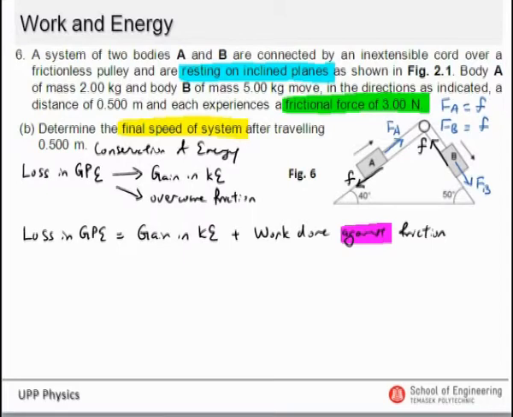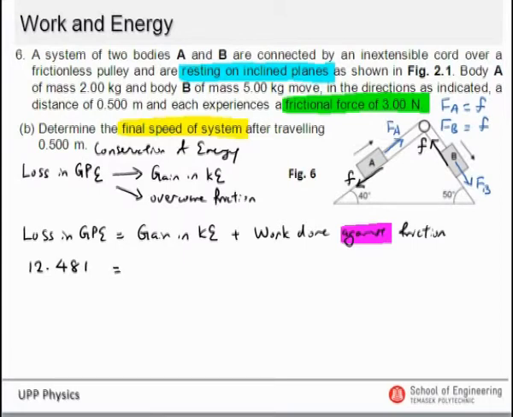The loss in GPE we already calculated from the previous part is 12.481. Take note the negative sign is removed because we are now talking about a loss. We're not talking about a change. When we're talking about change, the negative sign would tell us that it is a loss. Since we are writing it as a loss, the negative sign will be omitted.